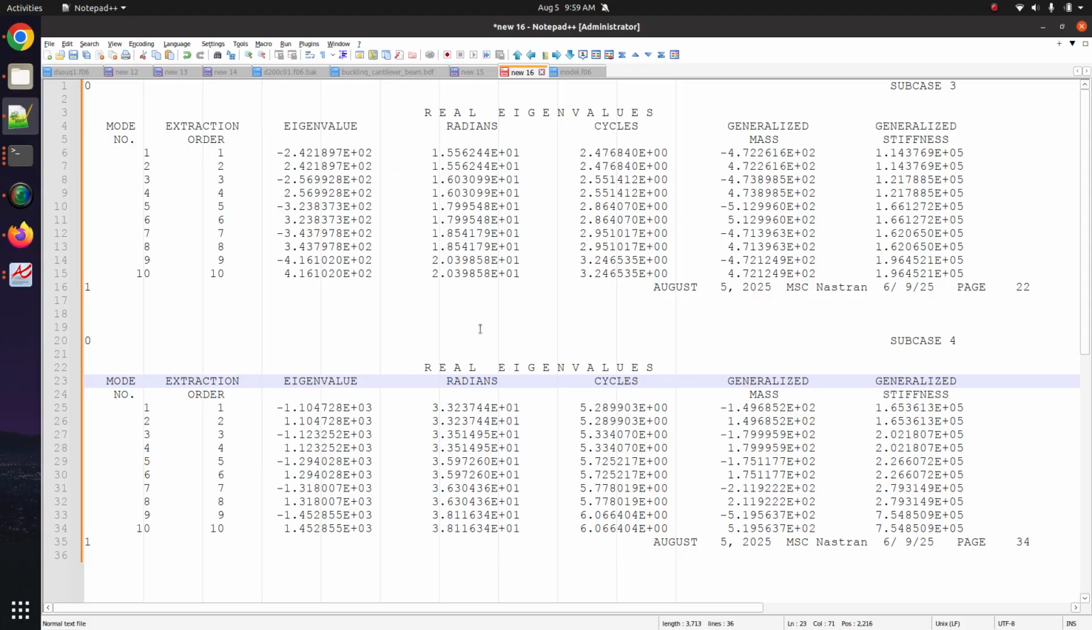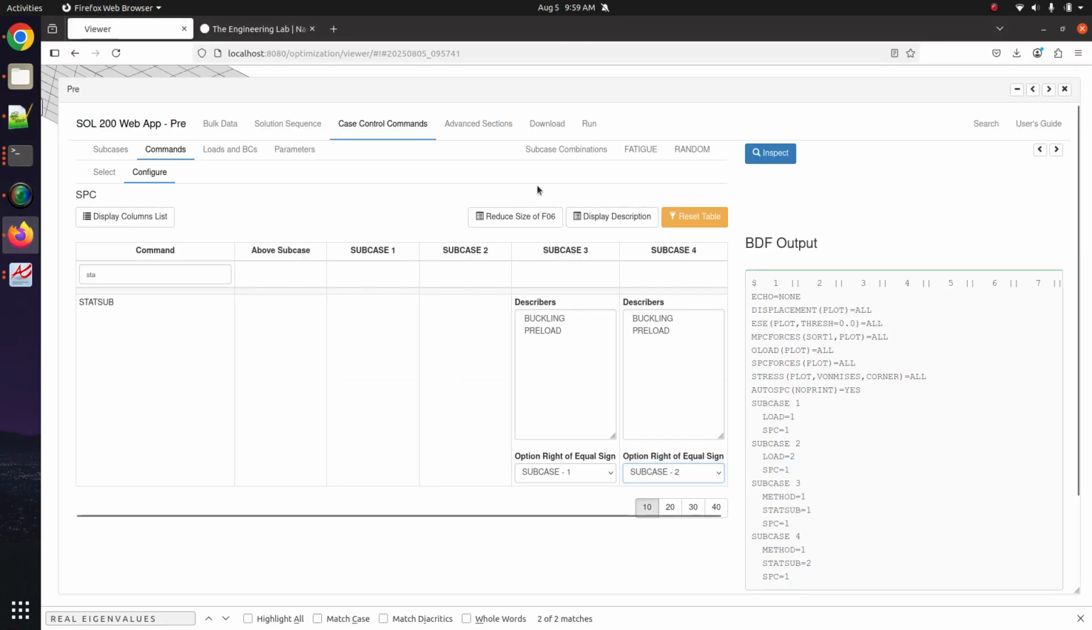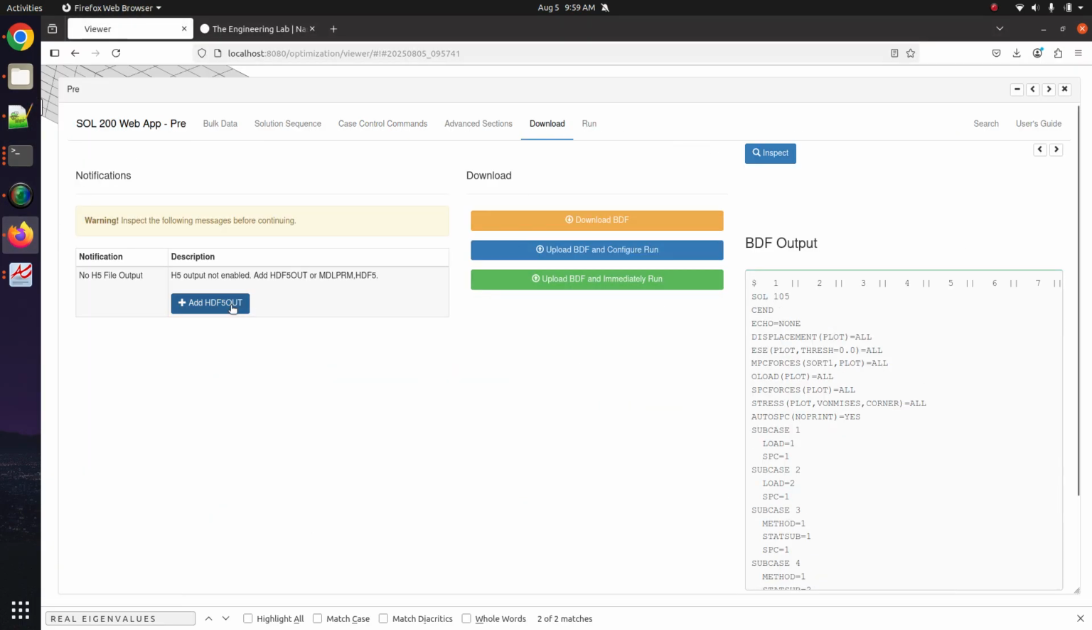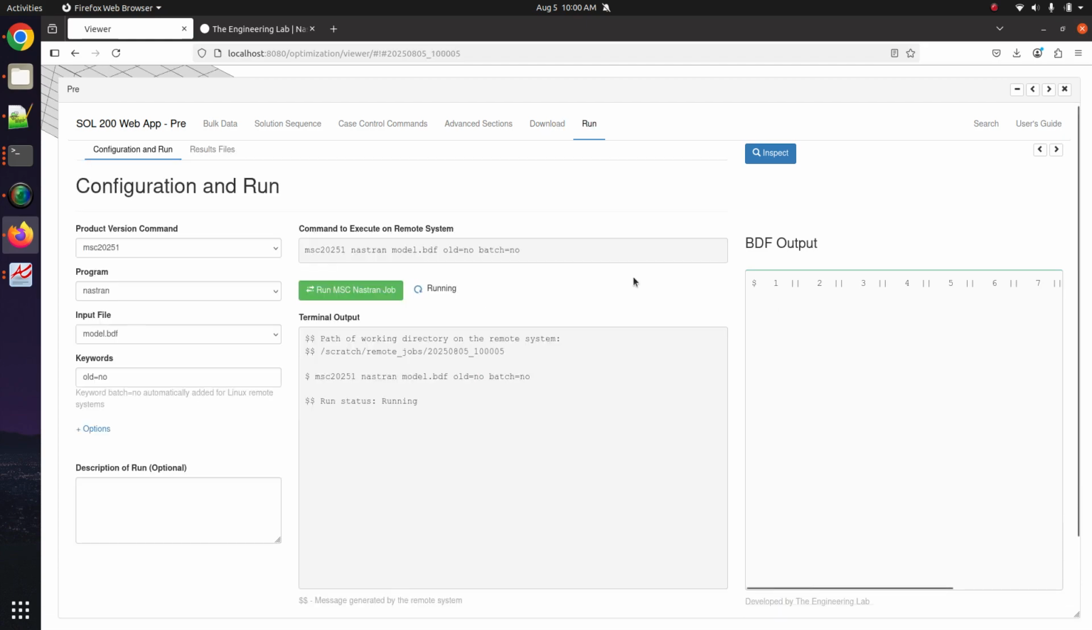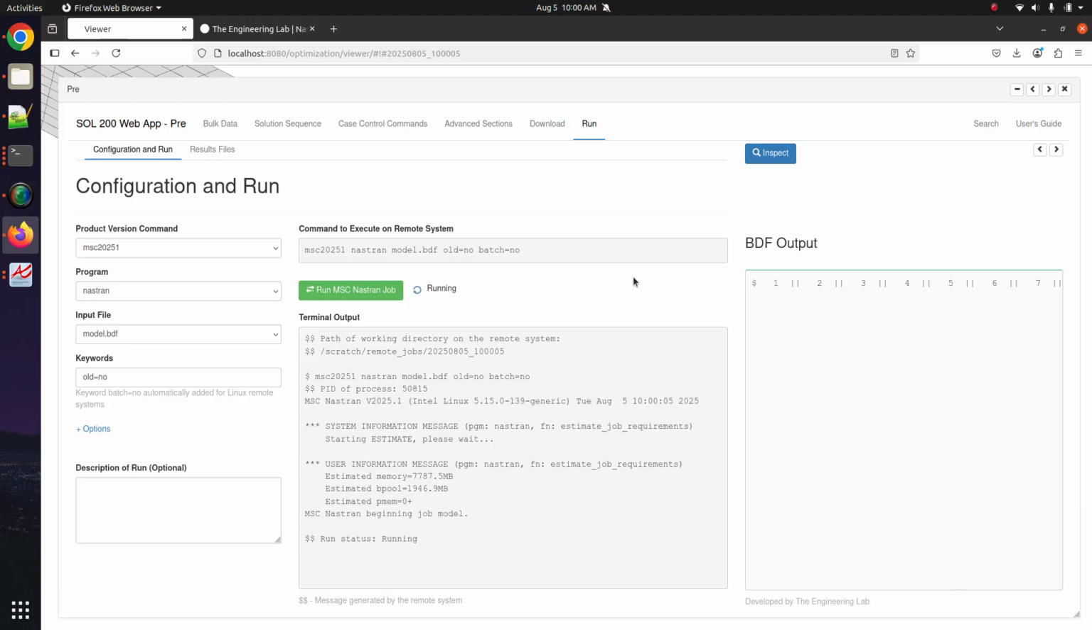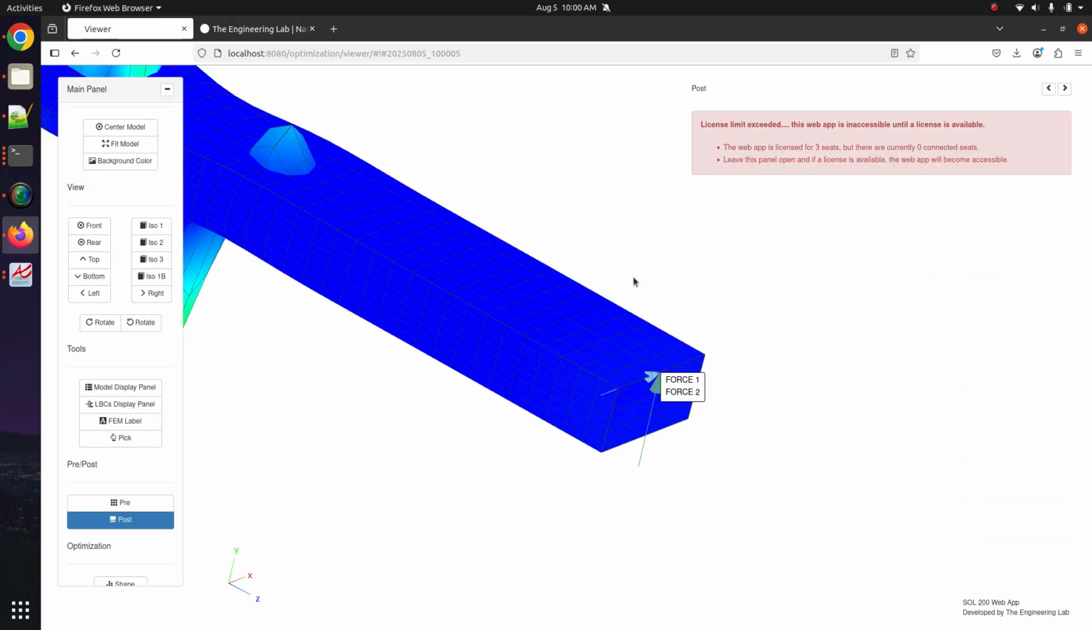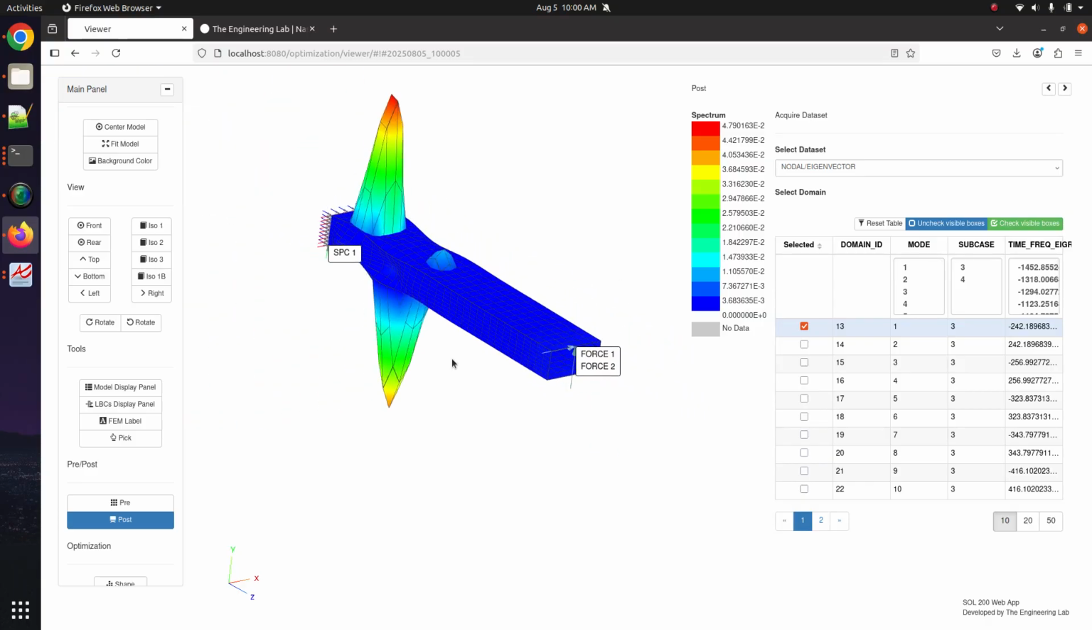Now, let's talk about a few things. Let's look at the buckling shapes, if you will. So to do this, we need to do one thing. Here on the left, we have to turn on the H5 file. So we output the H5 file. So here, let's click on add HDF5 out. Let's go ahead and run the Nastran analysis. We'll go ahead and wait a moment for that to finish. And then it should open automatically. And then we should get the first buckling shape, if you will.